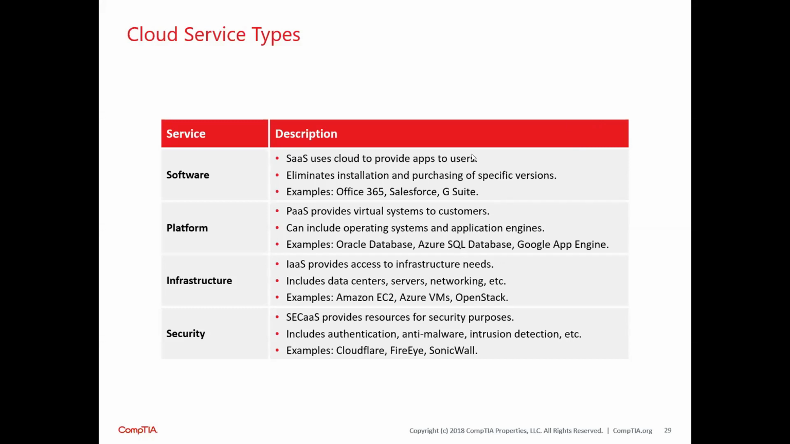So we have software as a service and platform as a service, just like Oracle database, Azure SQL database, Google App Engine, which provide a virtual system to the customer, while SaaS will provide the application to the user. And then we have infrastructure as a service, which provides access to infrastructure needs. Think about having your outsourced data center, like Amazon EC2, Azure VMs, OpenStack. And we also have something called security as a service, which provides resources for security purposes, such as Cloudflare, FireEye, SonicWall, and they provide authentication, anti-malware, intrusion detection, etc.